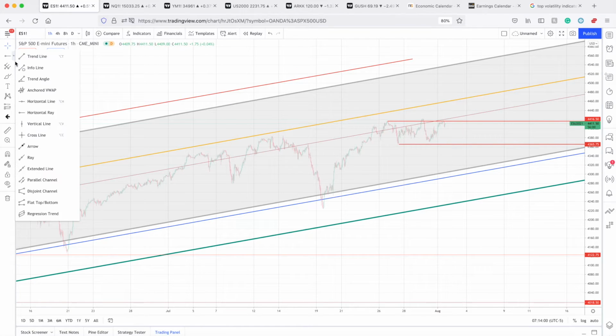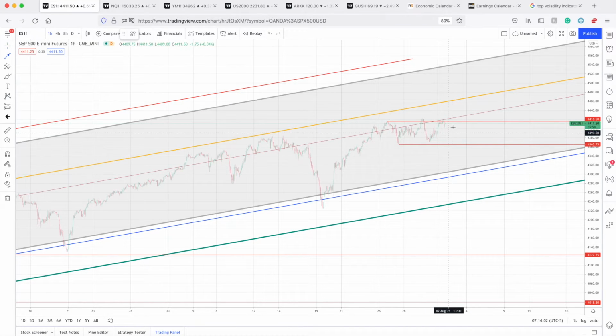Obviously, there are a few scenarios. One, we could break above this movement, come all the way up here and test this resistance level. And when we get to this level, guys, there are two main scenarios. We go up even higher and test the top end there, or we get rejected and come back down. So that's the bull case scenario.